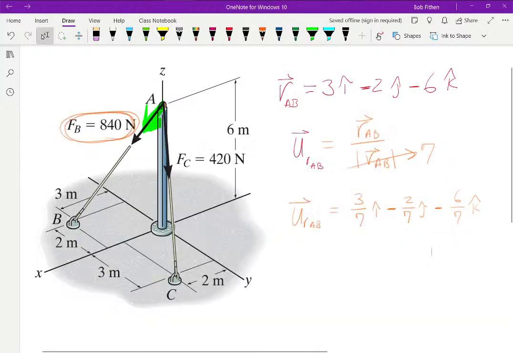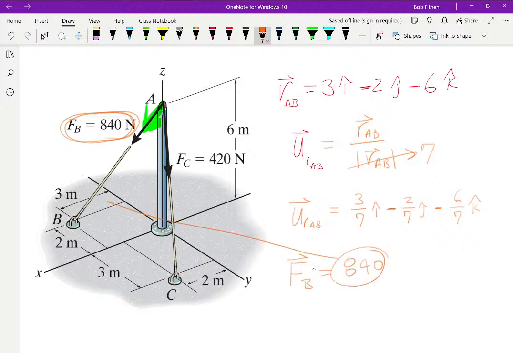So now that I have that, what do I do? Well, this is the key here: if I'm looking for the force in B, it's actually equal to 840. Why 840? Because he told me that's the value of this force. So 840 times U RAB.